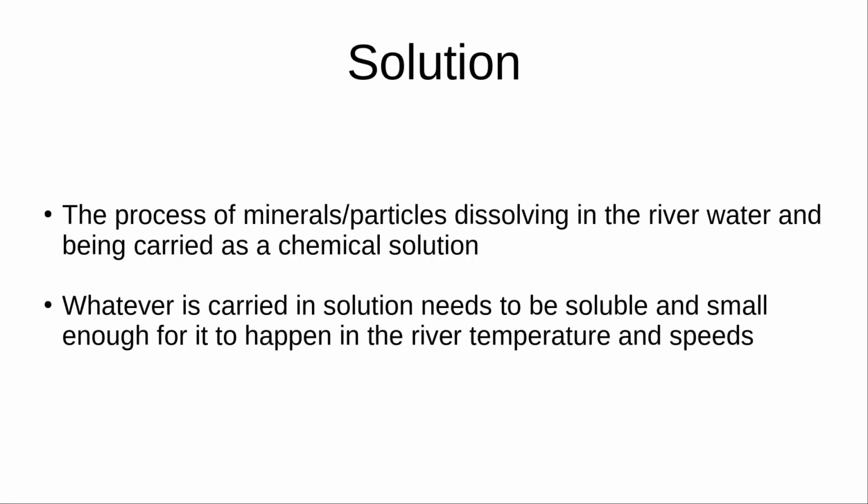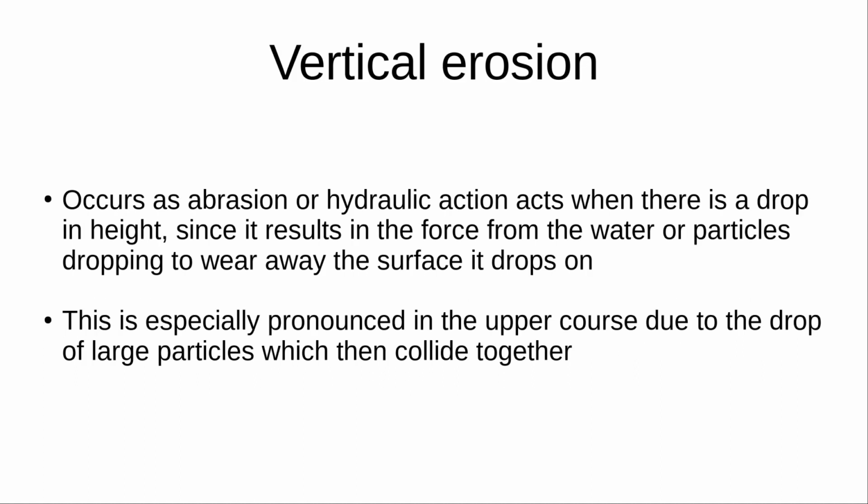Solution is the process of minerals dissolving in the river water and being carried as a chemical solution. The minerals, however, do need to be soluble and small enough for it to happen in the river temperature and speeds. Vertical erosion occurs as abrasion or hydraulic action act when there is a drop in height, since it results in the force from the water or particles dropping to wear away the surface it drops on.